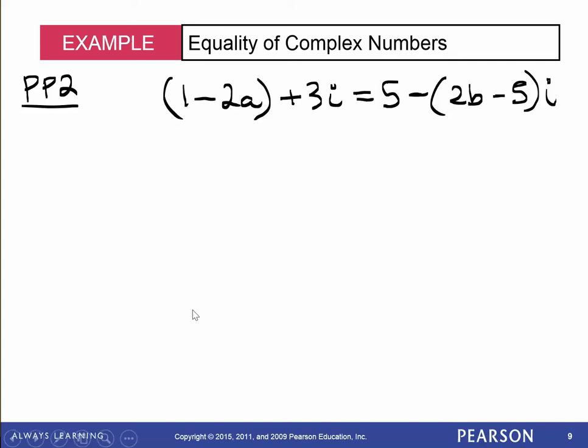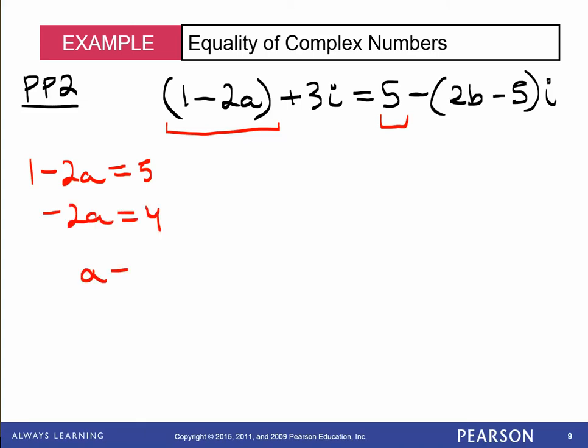All right, again, just like the previous slide, sort of connecting ideas here. Doesn't that mean that the real part has to equal? So doesn't that mean that these two have to equal to each other? So 1 minus 2a has to equal 5. For that to be true, if we solve for that, that would be 4 divided by -2 gives us -2. So a would have to be equal to -2.